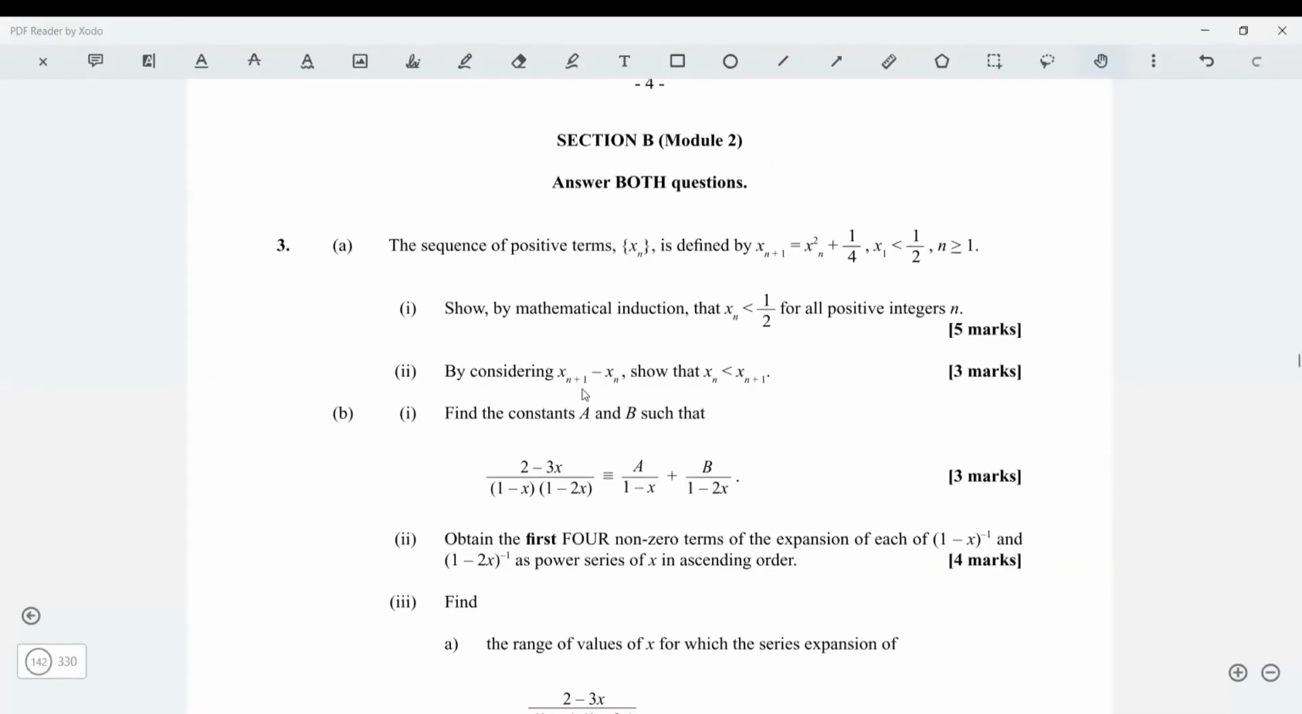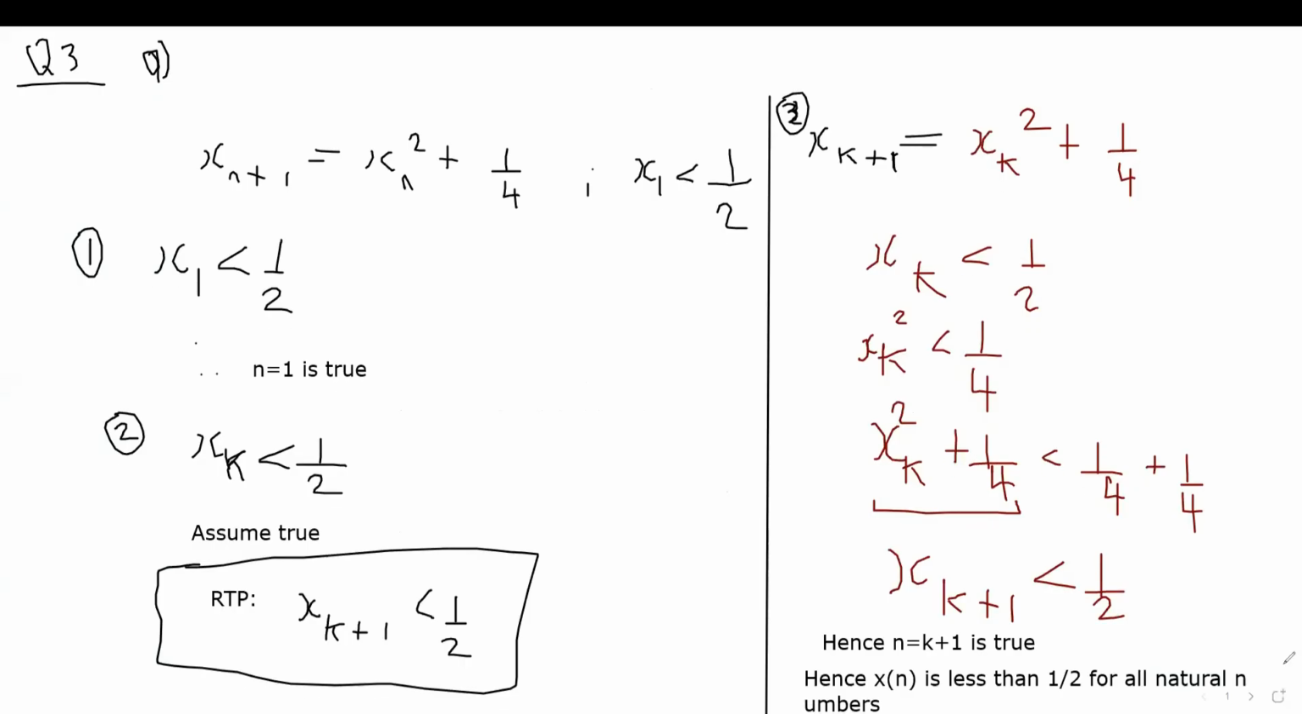It says by considering x_{n+1} minus x_n, show that x_n is less than x_{n+1}. All right? Show that x_n is less than x_{n+1}. To do this, we need to consider x_{n+1} minus x_n. So x_{n+1} minus x_n is going to be equal to x_n squared plus a quarter minus x_n.